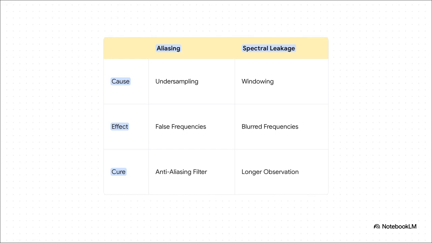So let's put these two side by side just to make sure it sticks. Aliasing? That's a sampling problem. You sample too slow, you get fake frequencies. The only cure is to filter out those high frequencies before you even start sampling. Spectral leakage? That's an analysis problem. You're looking at too short a window of time and the real frequencies get blurry. The fix here is to use a longer observation window or apply some clever shaping to that window.